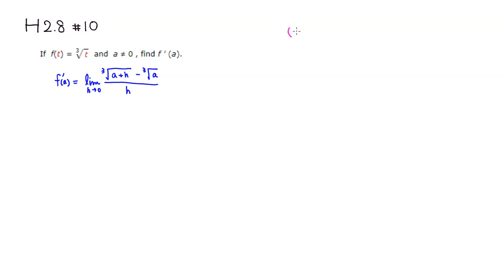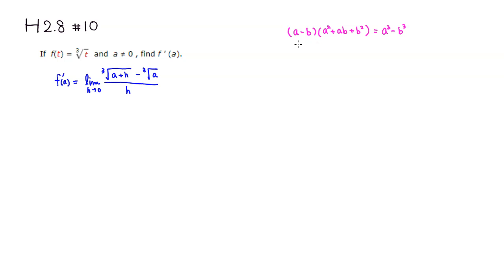If you have a minus b, sorry, I'm using a and b, which is different from the a that I'm using here. So a minus b times a squared plus ab plus b squared is going to come out to be a cubed minus b cubed. So I'm going to use this trick here. As h approaches 0, obviously the numerator and denominator both go to 0, so we're going to have to do something.